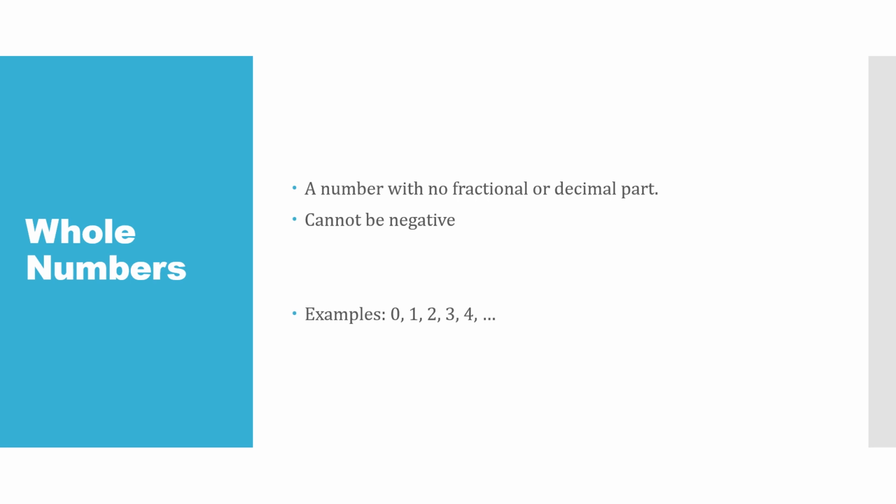Right, next we have our whole numbers. If you're thinking about that diagram, remember natural numbers was the smallest circle, and natural numbers were contained within whole numbers. A whole number is a number that has no fractional or decimal part, and it cannot be negative, so kind of similar to natural numbers, but it does include the number zero. So let's add that here. Includes zero. So natural numbers are very similar to the whole numbers, except whole numbers include that number zero in the set.